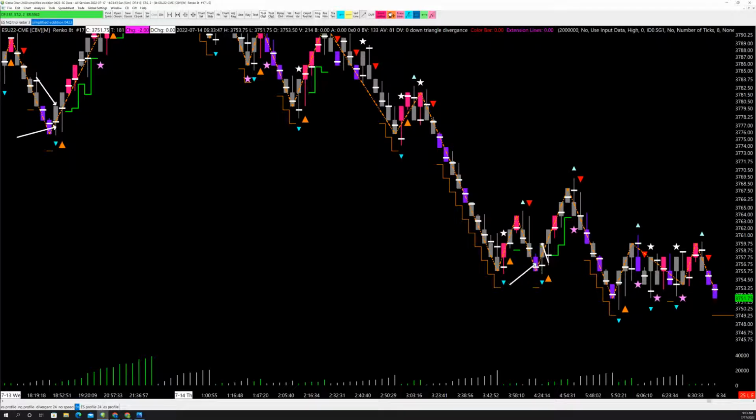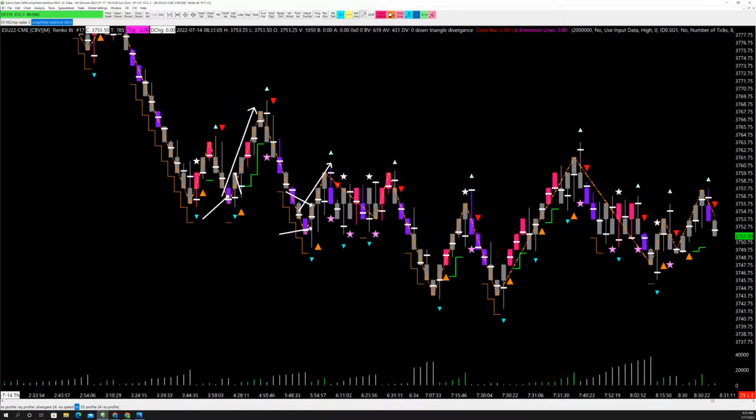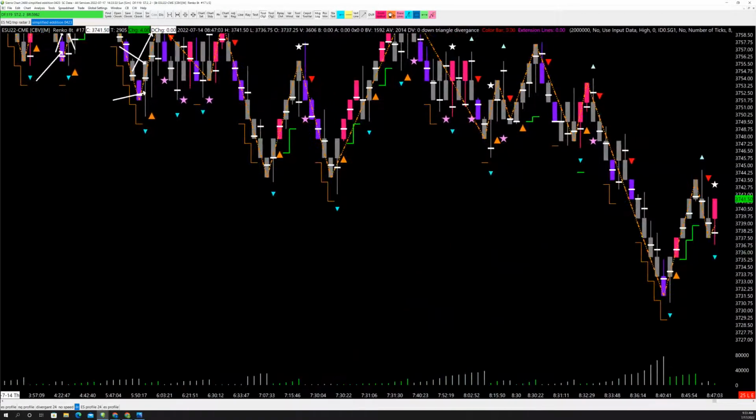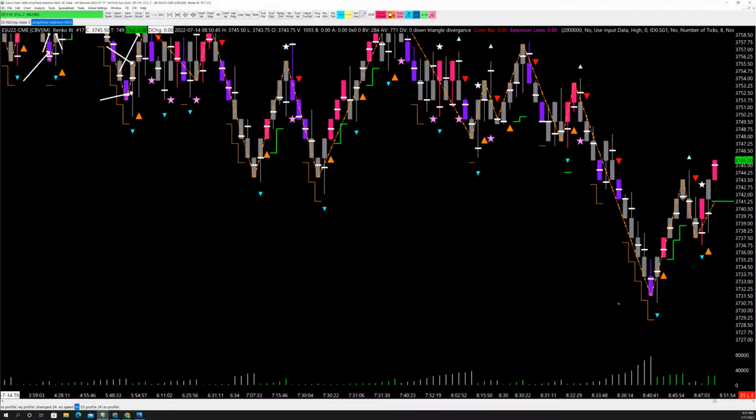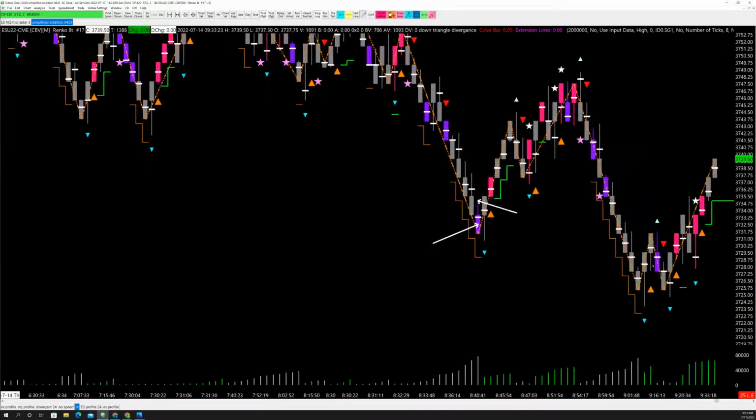Purple bar, point of control above. Beautiful stretch. Purple bar, point of control above. Definitely get your 1-to-1 RR off there, even if you don't get the extension to the upside. Let's see if we get it anywhere here. Again, 8:40 in the morning. Purple bar, point of control bar above. Beautiful lift to the upside there.